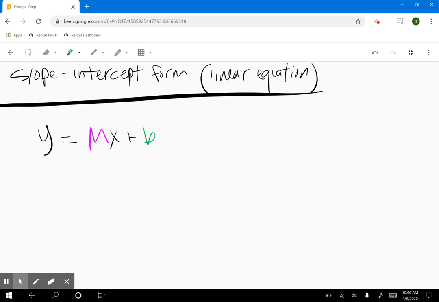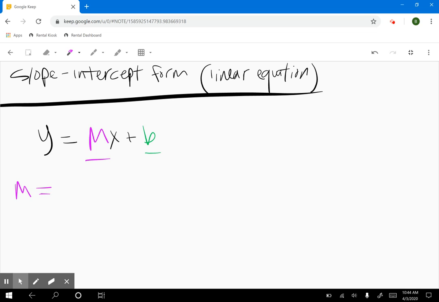Okay, for this video, I'm going to go over how to write the slope-intercept form of a linear equation when you're given the slope and the y-intercept. So quick reminder, slope-intercept form is going to look like the equation you see on the screen, y equals mx plus b. The only things you're going to be replacing for this formula are the y-intercept and the slope, so the m and the b. So I'm going to go quickly over what those two are exactly.